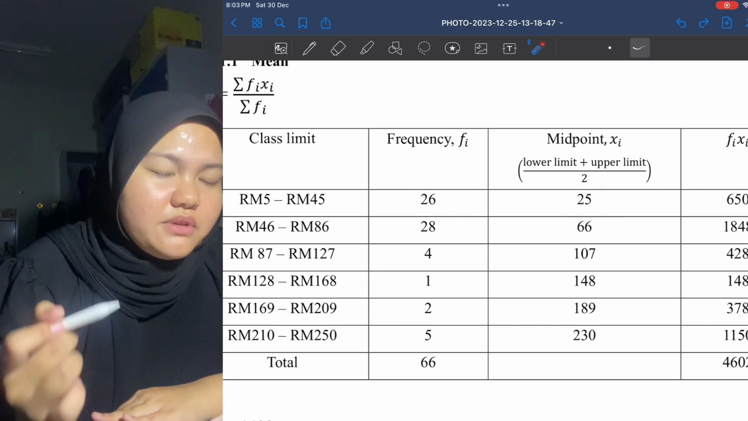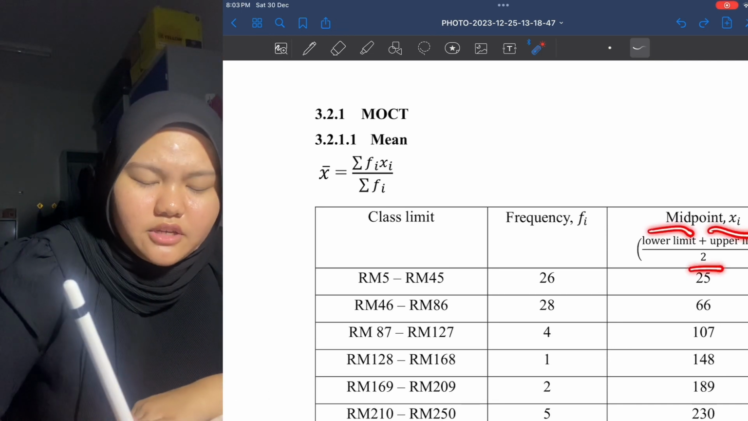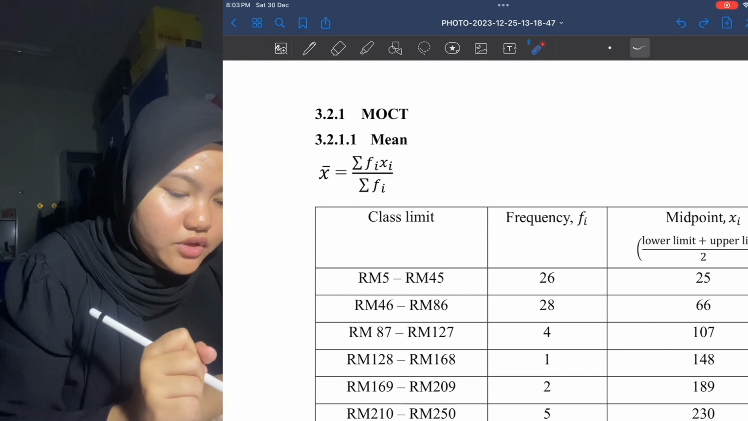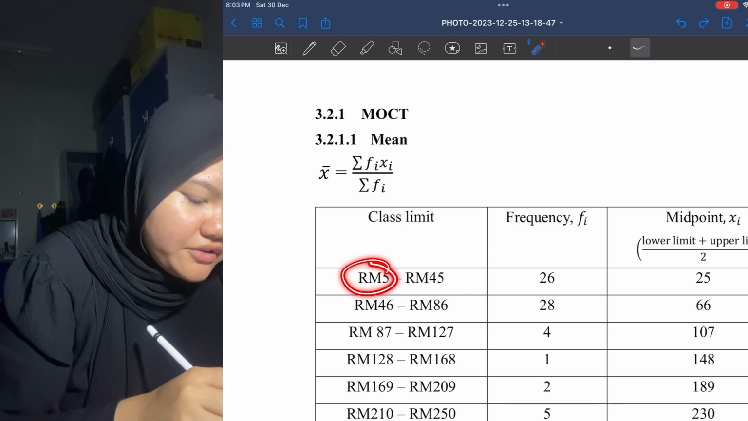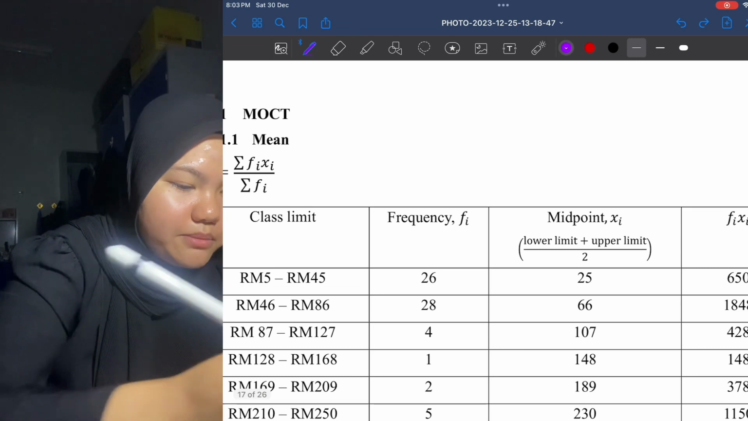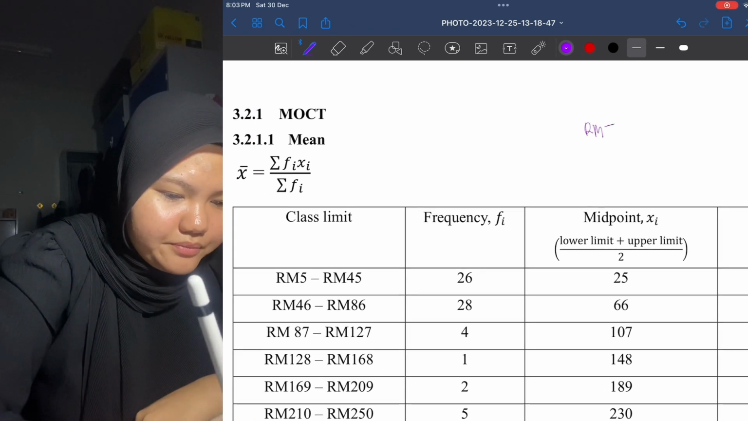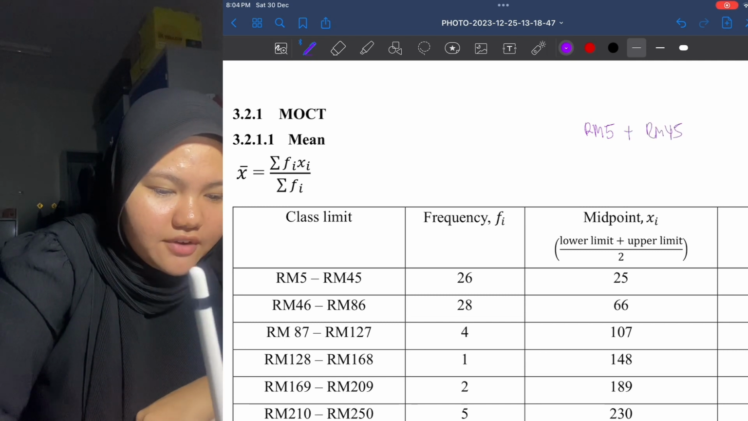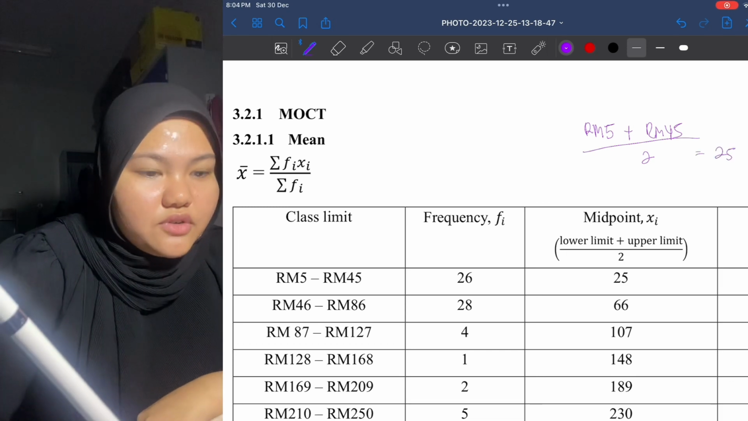How do we find the midpoint? Okay, midpoint is lower limit plus upper limit divided by 2. So let's say this class limit is 5 ringgit until 45 ringgit. The lower limit is 5 ringgit and the upper limit is 45 ringgit. So to find the value of the midpoint of this class, we have to do 5 plus 45 divided by 2 and then we got 25.